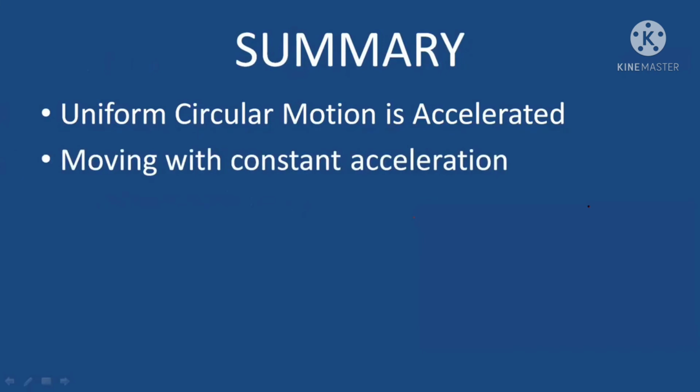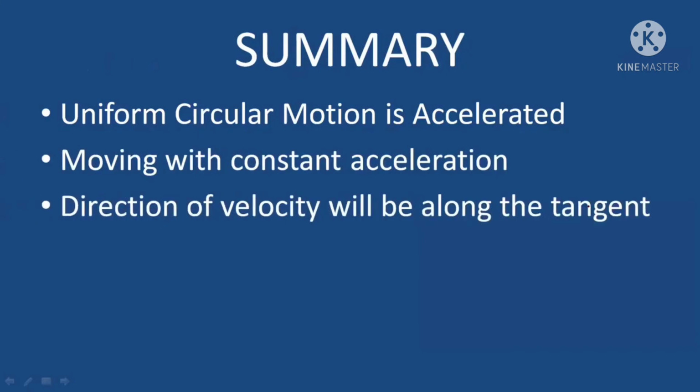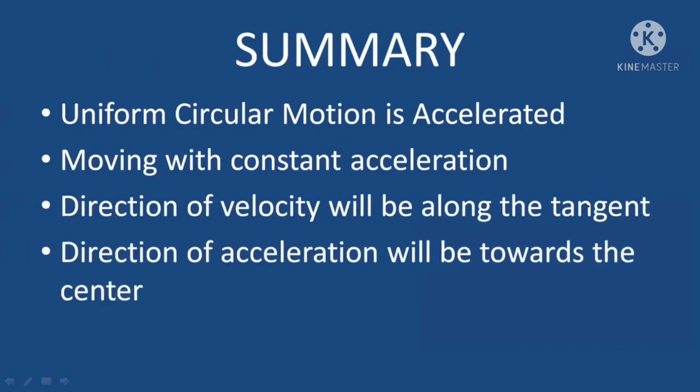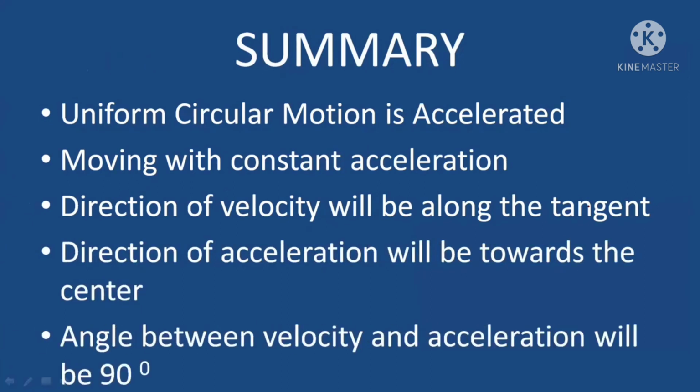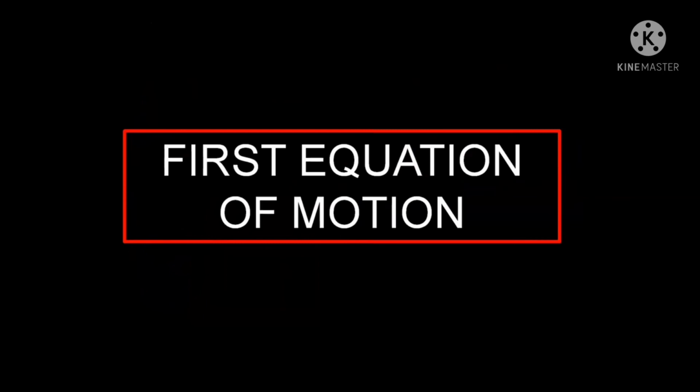Uniform circular motion is an accelerated motion, moving with constant acceleration. The direction of velocity will be along the tangent. The direction of acceleration will be towards the center. The angle between velocity and acceleration will be 90 degrees, my dear children. Hope you all understood.